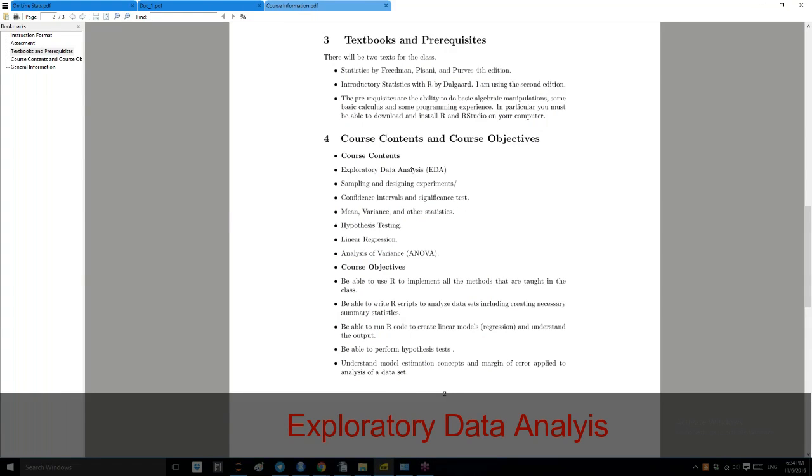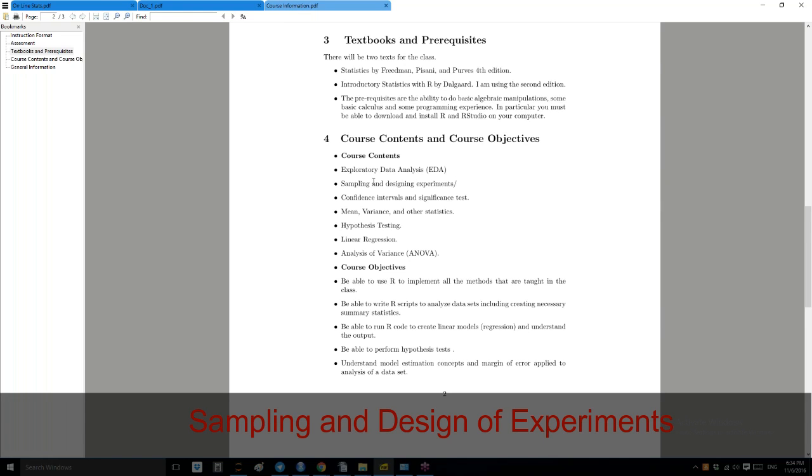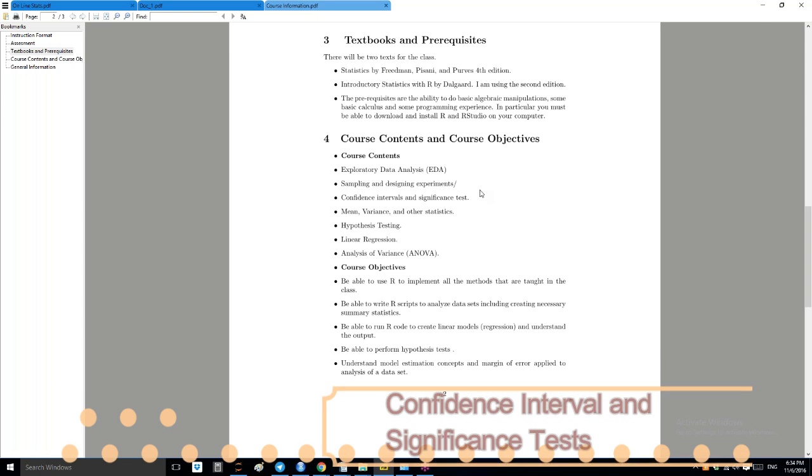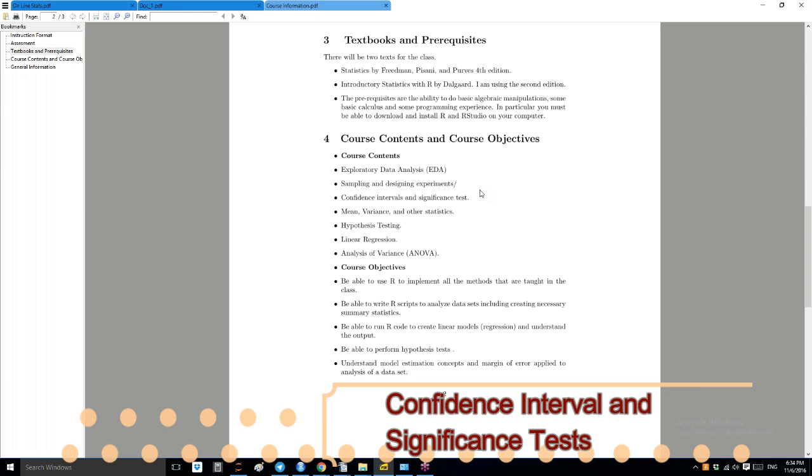And this is the book that we'll be using more for the computer side of things. The contents are we're going to discuss exploratory data analysis, sampling and designing experiments. We'll be talking much more about sampling than we will be talking about designing experiments. Confidence intervals and significance tests. This is a very important topic.